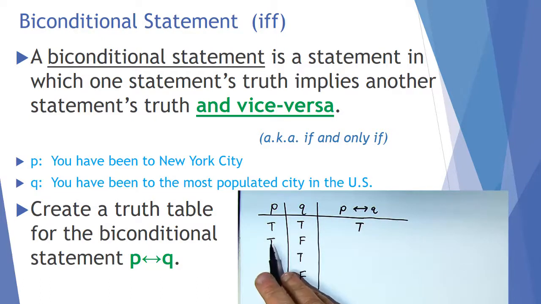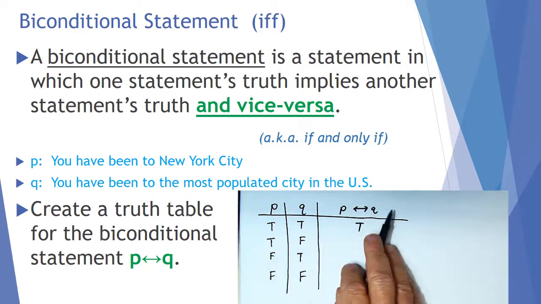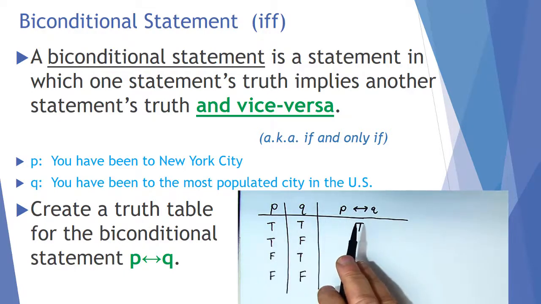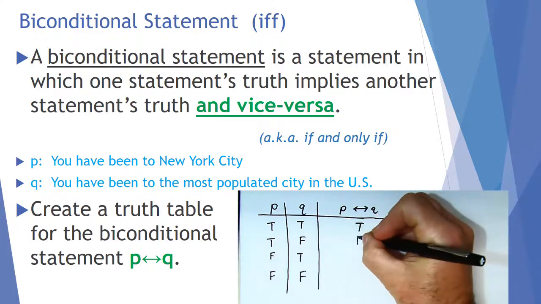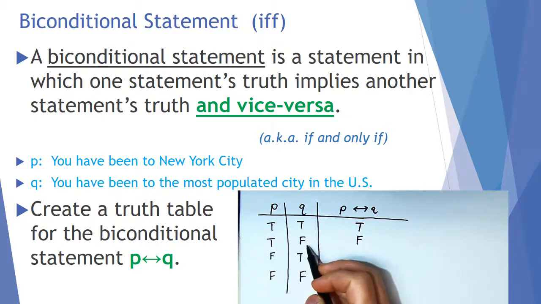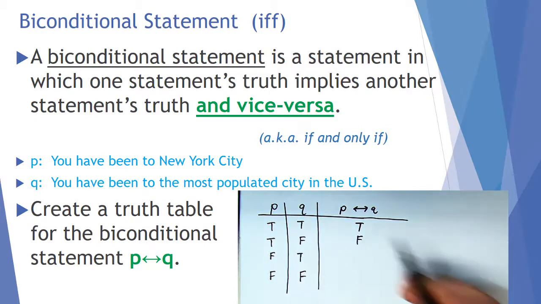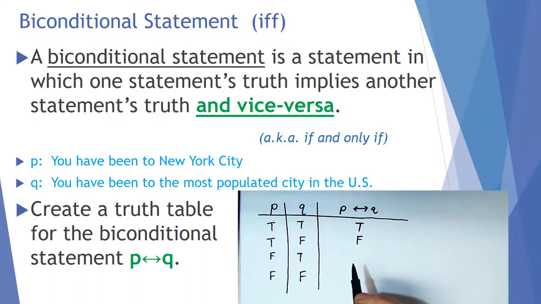What about row 2? P is true, but Q is false. Biconditionals mean that if one is true, the other one has to be true as well. So this one's true, but that one's not. That's false. In other words, you've been to New York City, but not the most populated city in the United States. Wrong. New York is the most populated city in the United States.